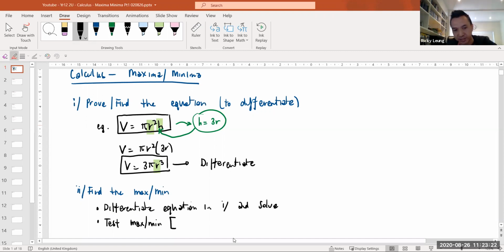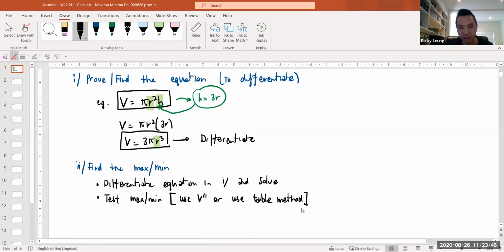So just like curve sketching, when we're testing to find whether it's a maximum or minimum stationary point, to do maxima minima, we basically use the second derivative if it's easy to differentiate, or if you can't, use the table method. If it's a fairly lengthy or difficult equation to further differentiate, use a table method. And last but not least, it sounds pretty obvious, but answer the question. And by that I mean, sometimes it's asking you to find the value of r, sometimes it's asking you to find the dimensions, sometimes it's asking you to find the actual maximum volume. So answer the question, because it's very easy to stop short of getting the full marks.